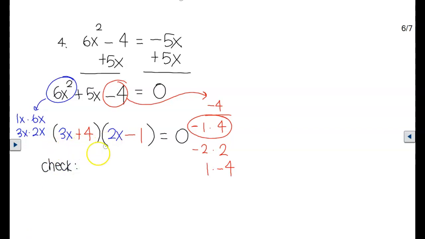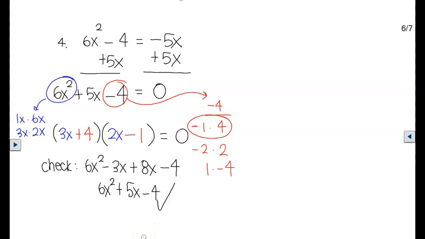Let's check it. 3x times 2x is 6x squared. 3x times negative 1 is negative 3x. 4 times 2x is 8x. And 4 times negative 1 is negative 4. When I combine like terms, negative 3x plus 8x is 5x. I get 6x squared plus 5x minus 4. That's exactly what I wanted. So that works. So I have made it look the way I wanted it to. I have guessed and checked and factored.